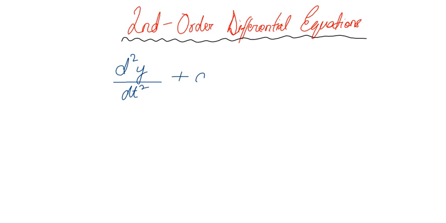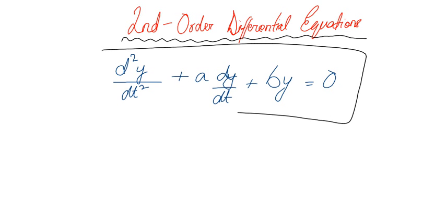plus a dy/dt plus b y is equal to 0. This is your standard form of the second order differential equation, and we solve the differential equation from this very fundamental base equation.